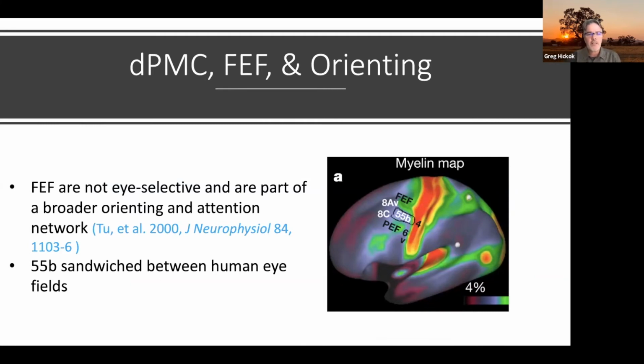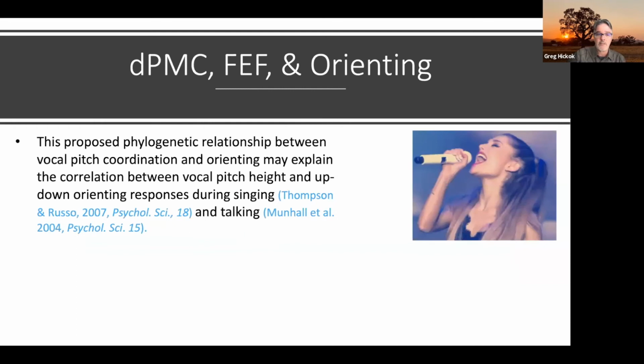With respect to the frontal eye fields, now, despite their name, they are not eye selective. Instead, they control other orienting responses like head movement and so on, and are thought to be part of a broader orienting and attention network. Just to point out again that in humans, there's a frontal eye field and a premotor eye field, which sandwich area 55B. So that's right in between those two regions, and we think that that's not a coincidence.